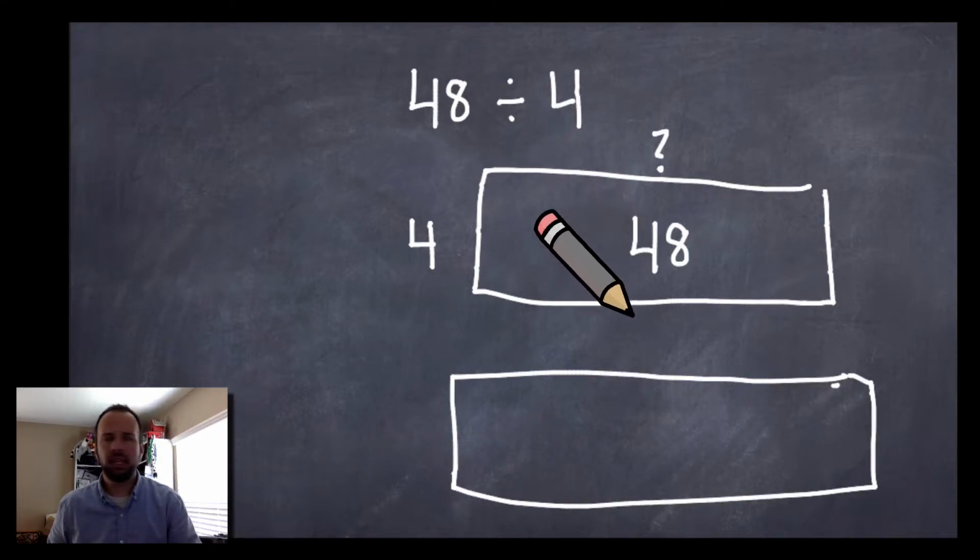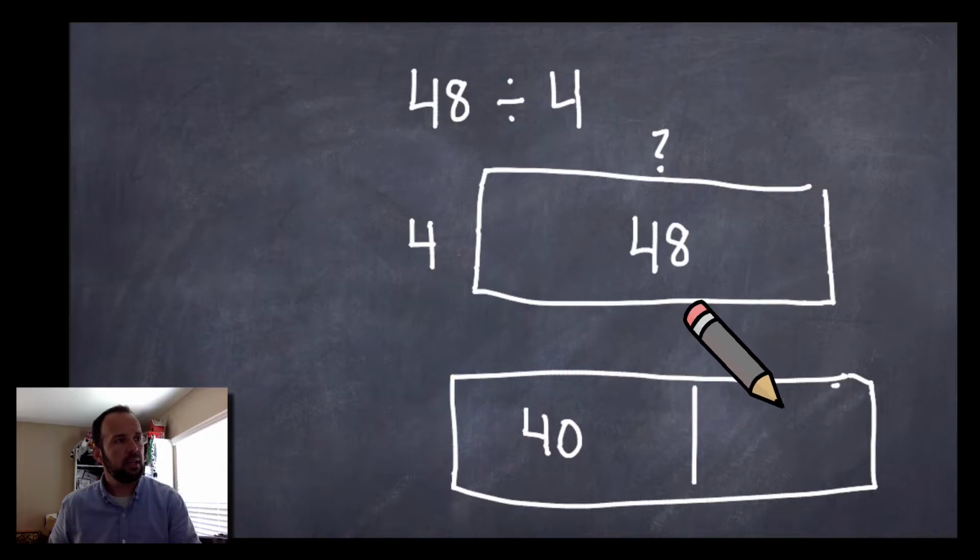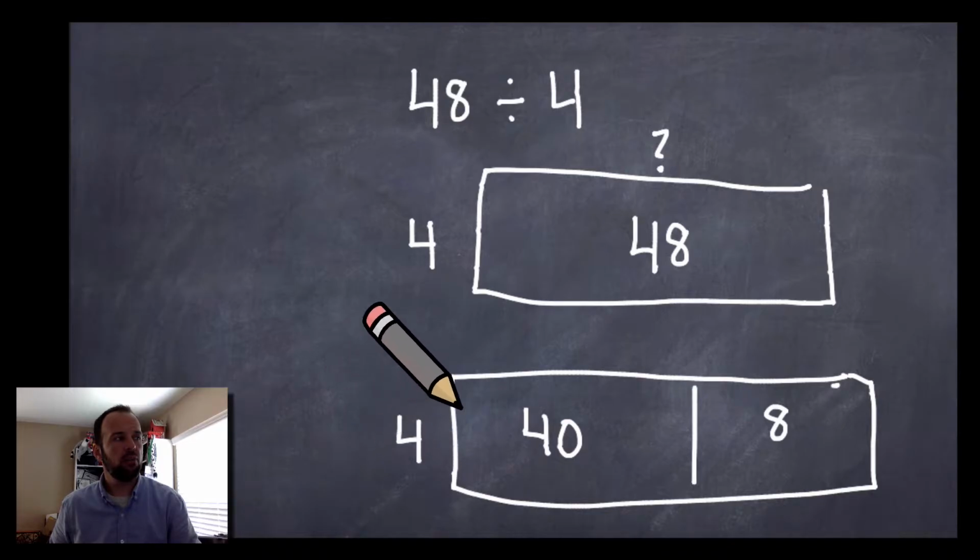All right, I can break it into sizable chunks that I understand and can find the division or multiplication facts for a little bit easier. For example, I could break this into a 40 and an 8. I'm still going to be dividing them by 4, but now I need to think about, okay, 4 times what will give me 40? Well, that's easy enough. 4 times 10 will give me 40.